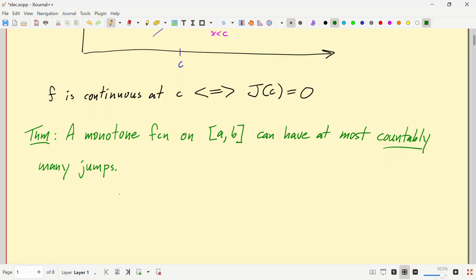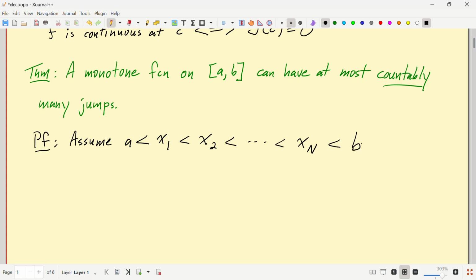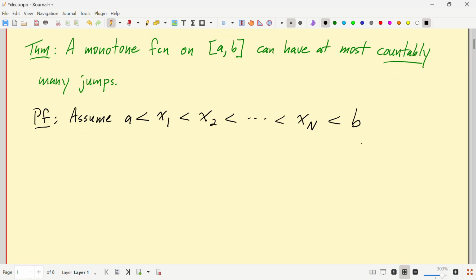Okay, and I started sketching out what the proof was going to look like. Let's see. The picture was, let's assume we have a, last time I said a less than or equal to x1. This time I'm going to say a less than x1, less than x2, less than etc., less than x capital N, less than b. And suppose the x's are jump points. They're not all the jump points, they're just jump points.